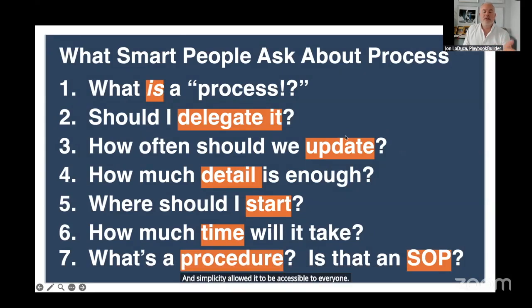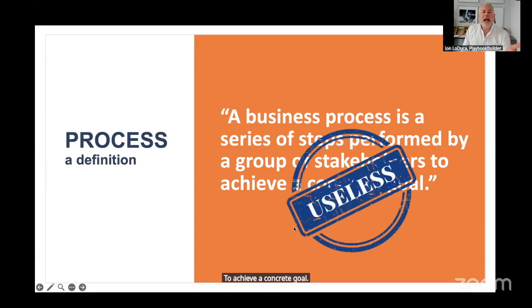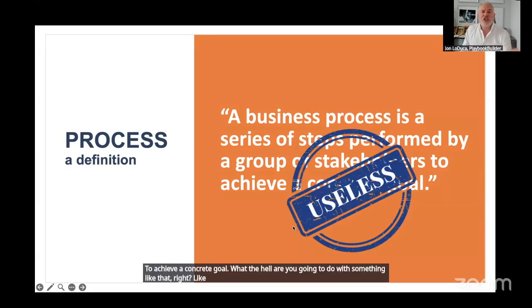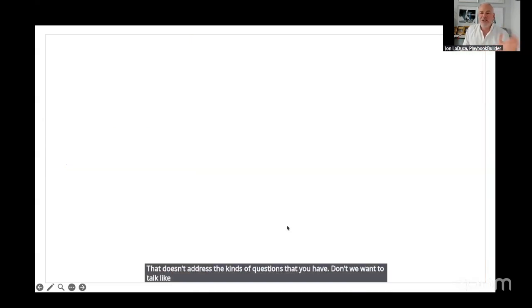And so we'll name process, we'll define it, we'll get into it, and we won't use the silly language like, a business process is a series of steps performed by a group of stakeholders to achieve a concrete goal. What the hell are you going to do with something like that, right? That doesn't help much. That doesn't address the kinds of questions that you have. Don't we want to talk like humans? Let's talk like humans.